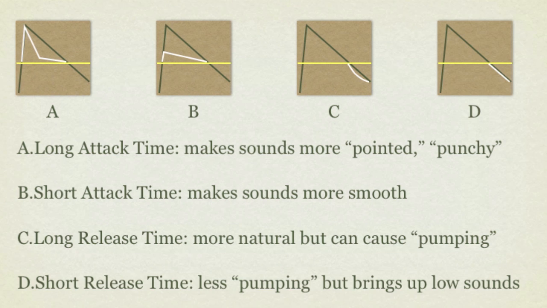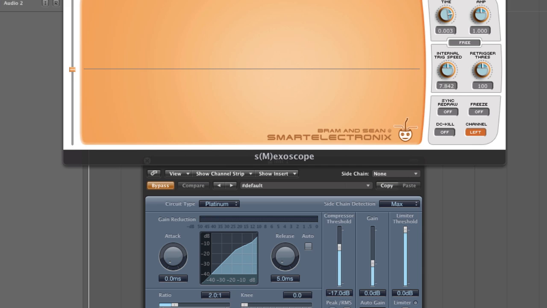With a short release time, there's less pumping, but it brings up lower sounds like room noise, reverb, things like that. I'm running a little bit of compression on my voice here, and you're probably hearing all the raindrops hitting my air conditioner. And the thunder. Fun stuff. Let's look at what those attack and release times do to some sounds.